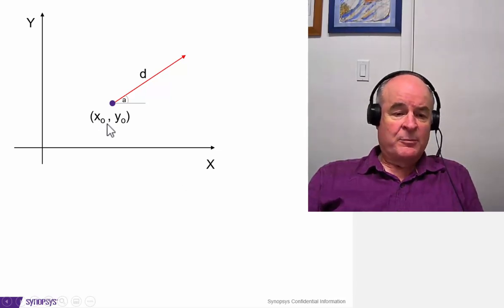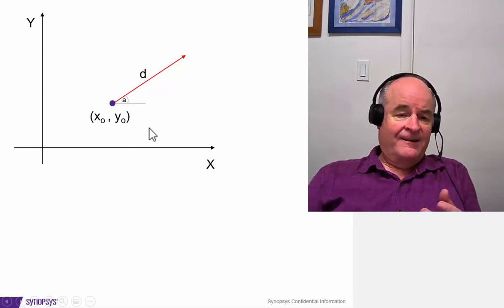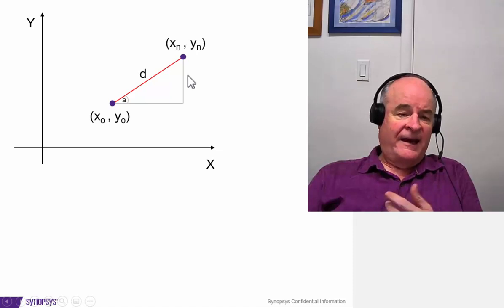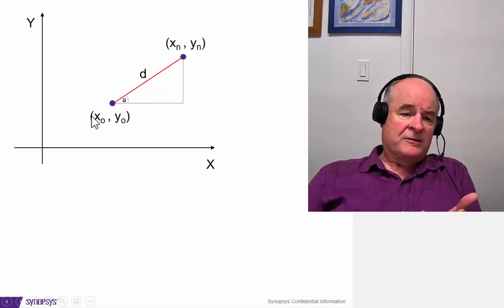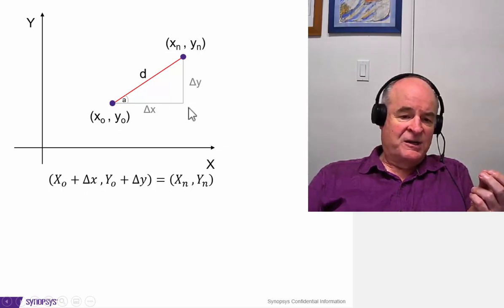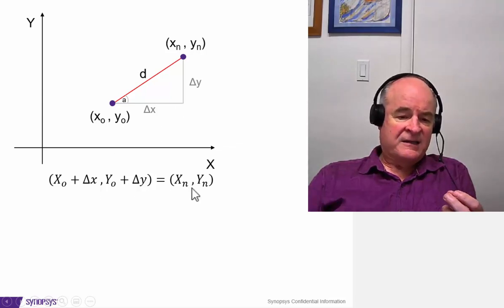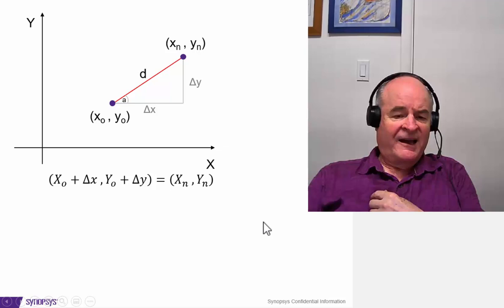So we give the function the starting point, x0, y0, and we give the distance we want to go and the angle we want to move at, and we want to calculate the new point, xn, yn. To get from x0, y0 to xn, yn, you have to go a distance delta x horizontally and delta y vertically. So we have an equation that says if you take x0 and add delta x, and take y0 and add delta y, I get to xn, yn. Well, that's great. Now the problem is, how do we calculate delta y and delta x?